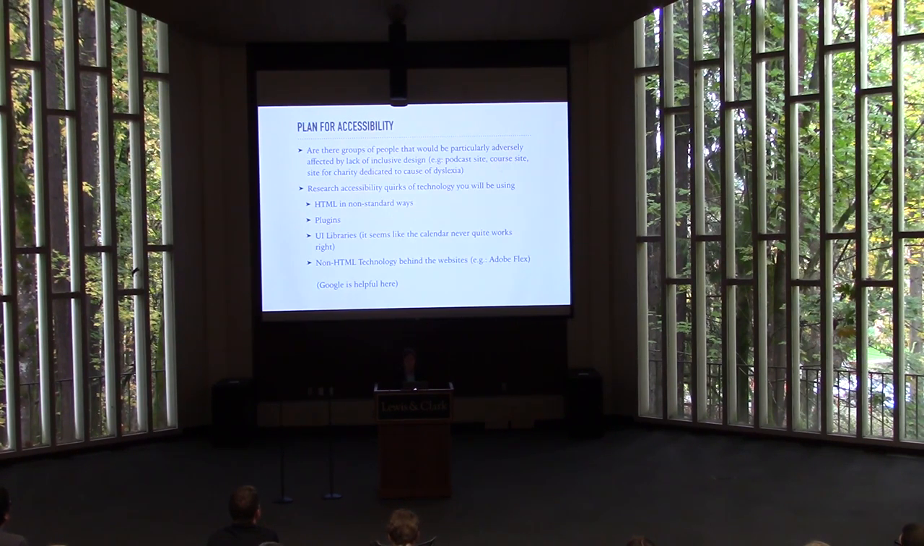Also, planning for accessibility. This is something that you would do at the beginning of a project, especially. Think about, are there groups of people that would be particularly adversely affected by a lack of inclusive design? For example, if your website hosts a podcast or a course, or it's a site for a charity dedicated to the cause of dyslexia, those have some very specific accessibility considerations. That said, HTML is fairly accessible as it is. There are some gotchas, especially with CSS, but in general, if you're using HTML in appropriate semantic ways, and headings have their correct hierarchy, and you separated forms, semantics, and display, you're probably a lot of the way there.